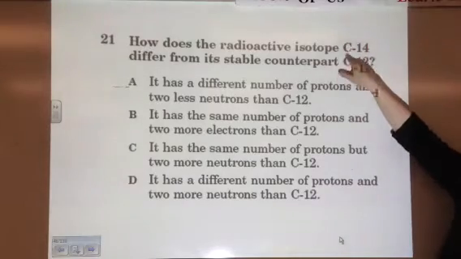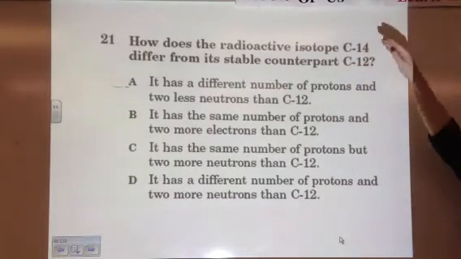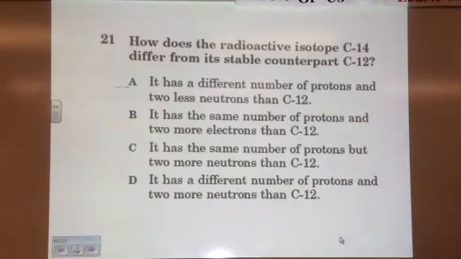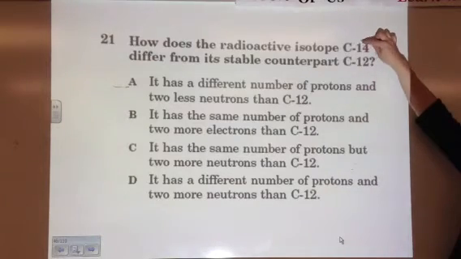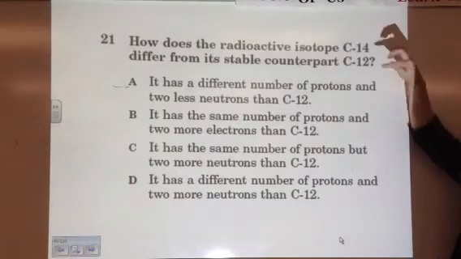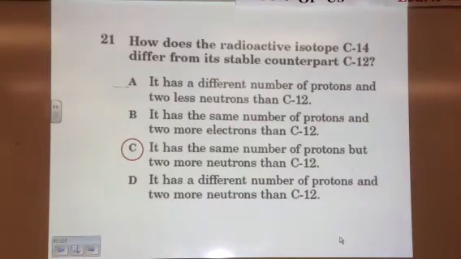Mass. Are we changing elements? No. Same element. So if it's the same element, it's the same number of protons. What are we changing if we change mass? Neutrons, yes. Is that the atomic mass or the molar mass? That is the atomic mass for that particular isotope. It's not the average atomic mass. Okay? So it will have the same number of protons, same atom, same element, but 2 more neutrons.